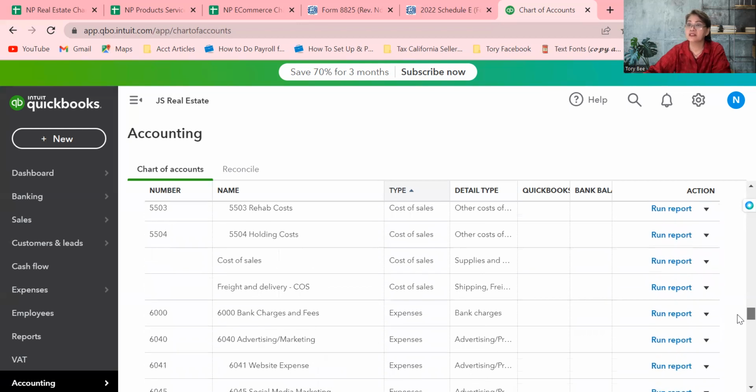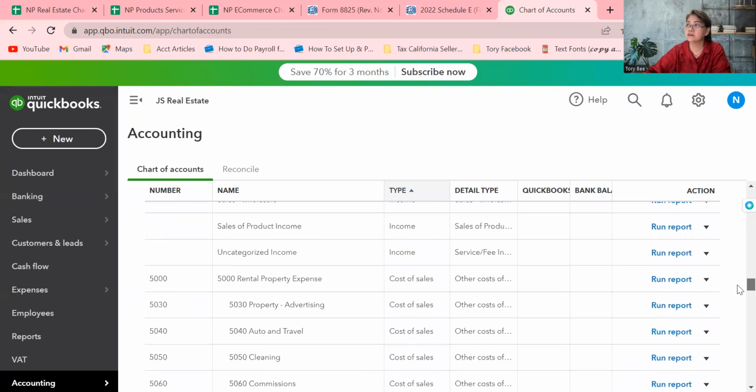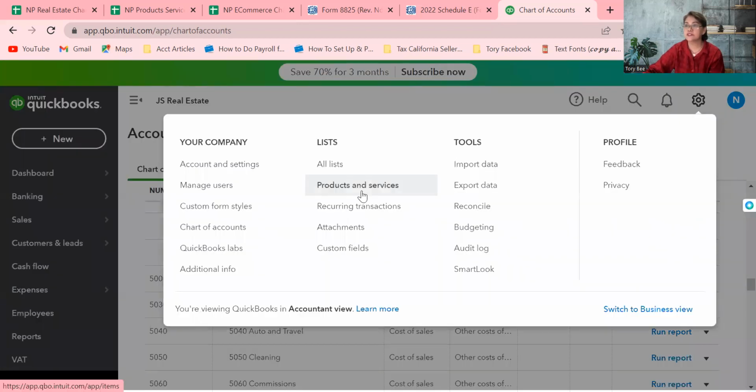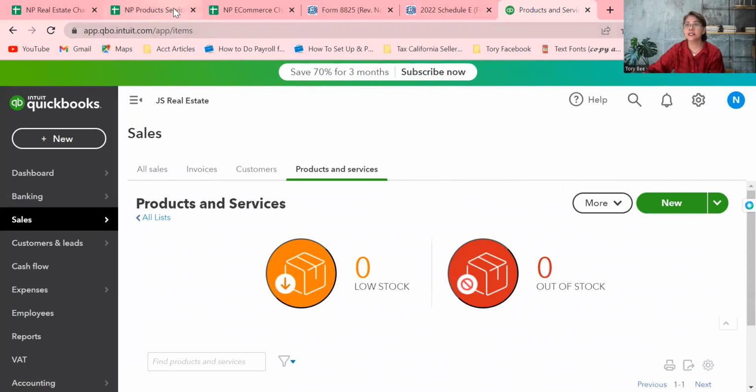We will know by then if we need to make it inactive. Okay? So, we're done with the chart of accounts, very easy. So, we'll go to the products and services. I'll show you the products and services here.